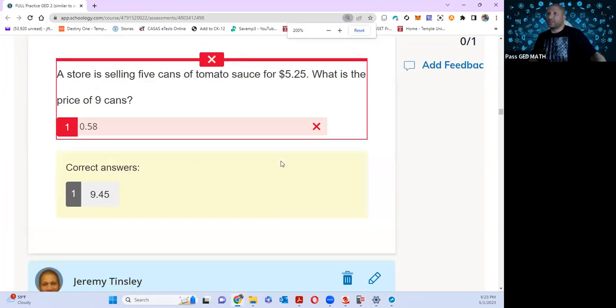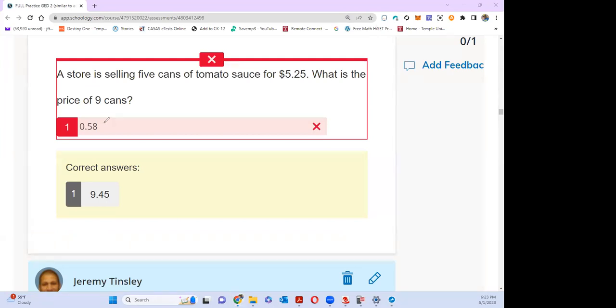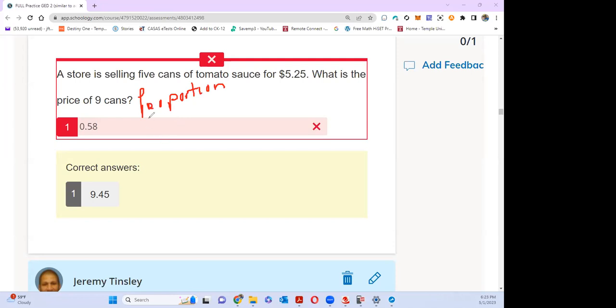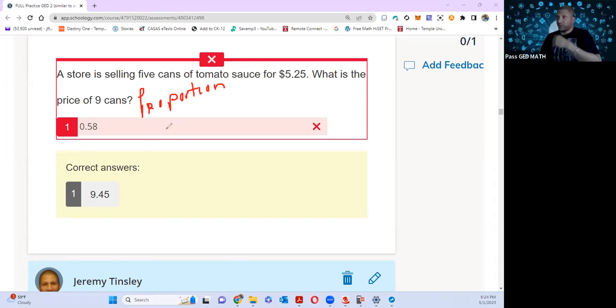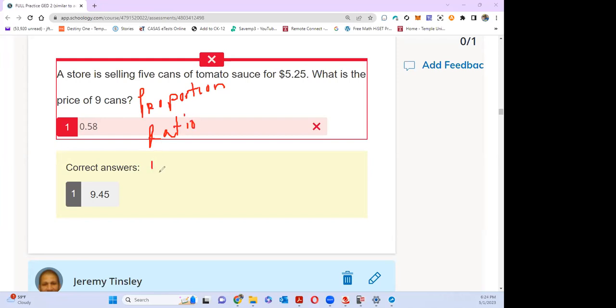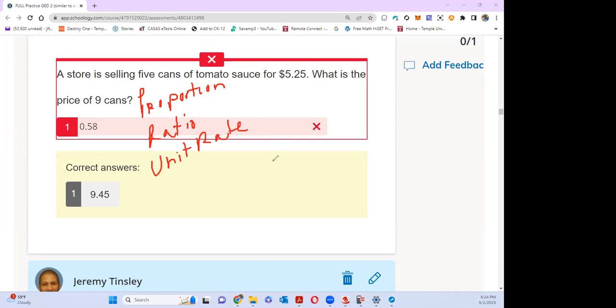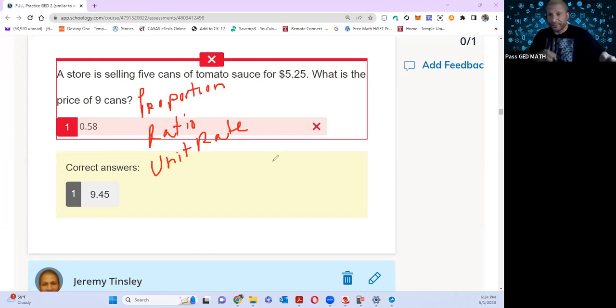What type of problem is this? Does anybody know? Oh, proportion. Okay, proportion. What else? It's a ratio, maybe. Yes, you will use a ratio. So you could solve this using unit rate. Yeah. You could solve this using a proportion.